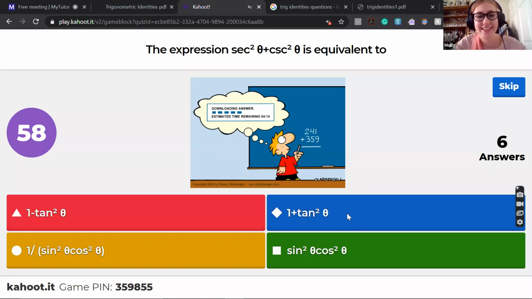So sec squared x plus cos x squared x. A bit harder now. I think the best way to do this is to write them as 1 over cos squared and 1 over sine.